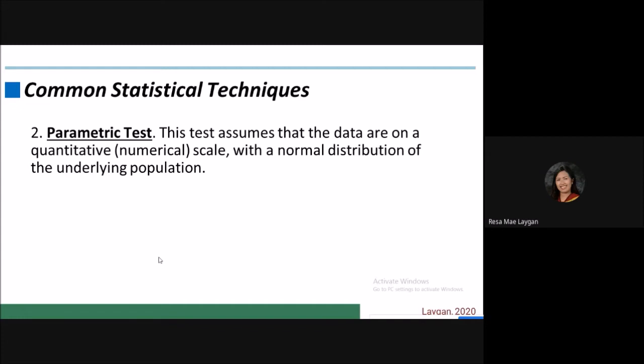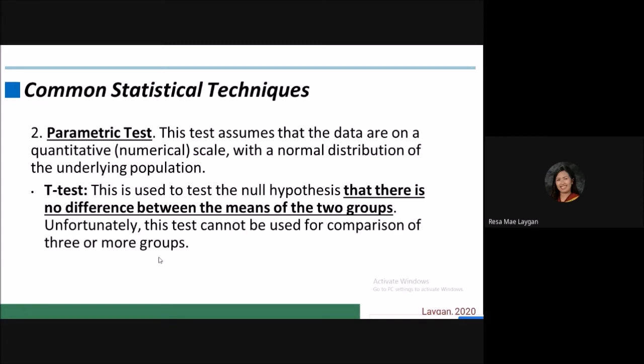Under the parametric test, we have the t-test. This is really common. This t-test is used to test the null hypothesis, in which to determine if there is no difference between the means of the two groups. Unfortunately, the disadvantage of the t-test is that it cannot be used for comparison of 3 or more groups. So the focus here is applicable only for the 2 groups.